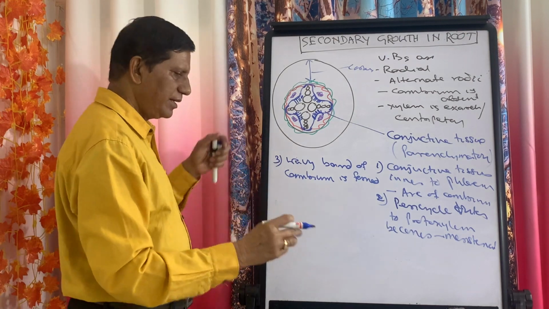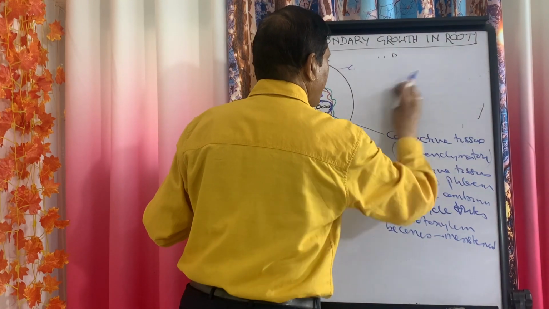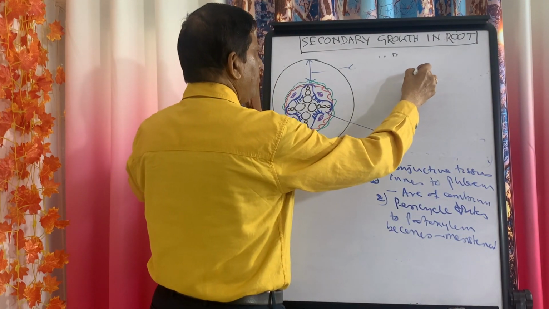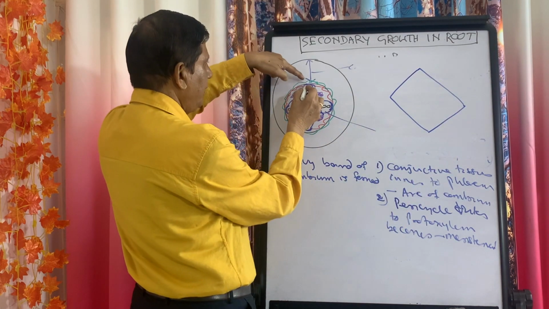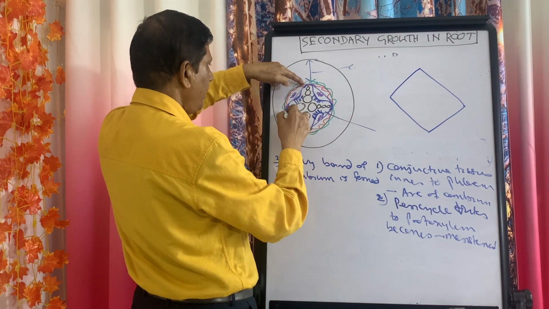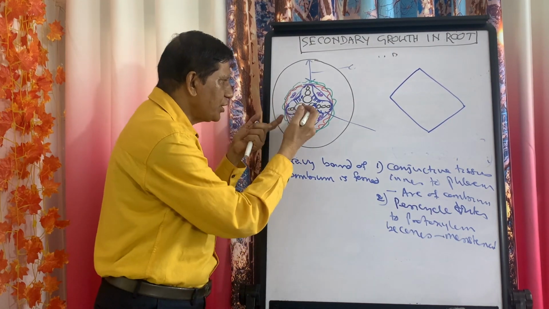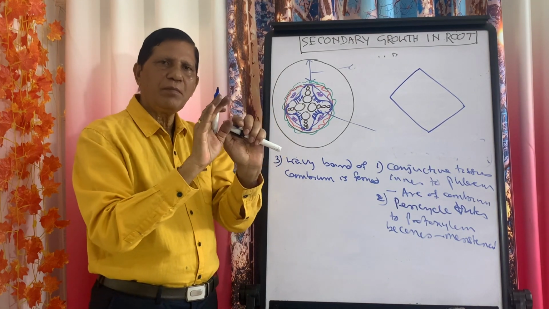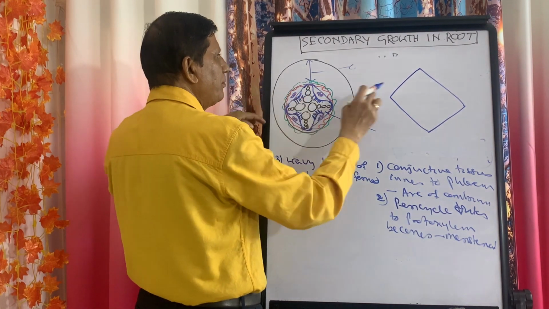As a result, the total structure will now be rectangular. Here it will become straight, here straight, and here straight, because the secondary xylem formed inner to this cambium will push the cambium toward the outer side. So the phloem and the cambium will push to the outer side. As a result, the wavy band of cambium becomes rectangular.